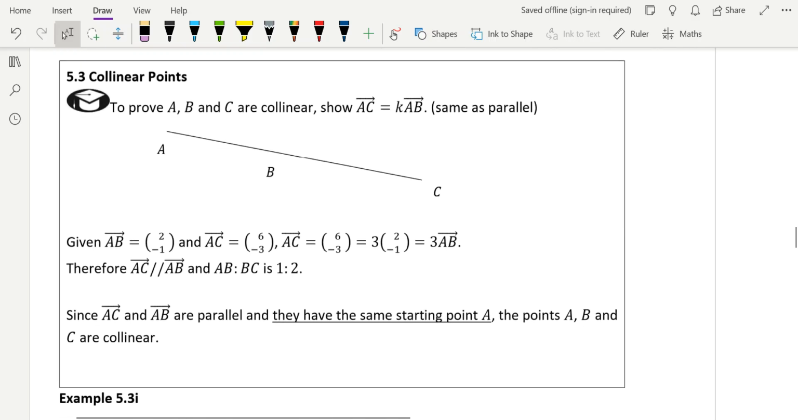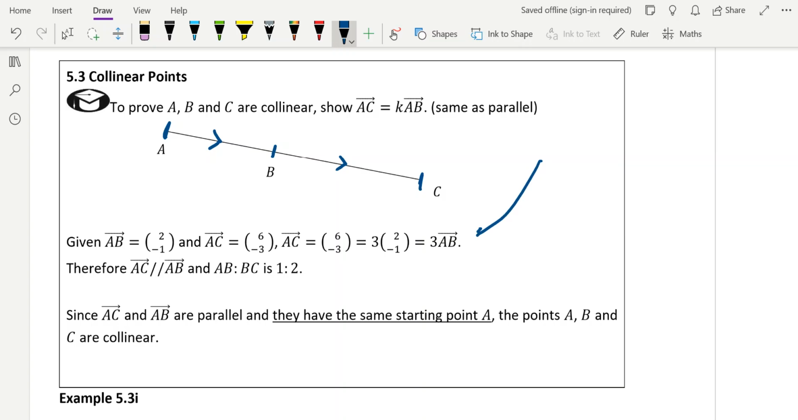Next, collinear means they all lie on the same straight line. Collinear would be the same as proving parallel because they are all in the same direction. They are all scalar multiples of each other. So same thing, I always try to factorize a constant out from the bigger vector. And again, the ratio of the magnitude is optional.